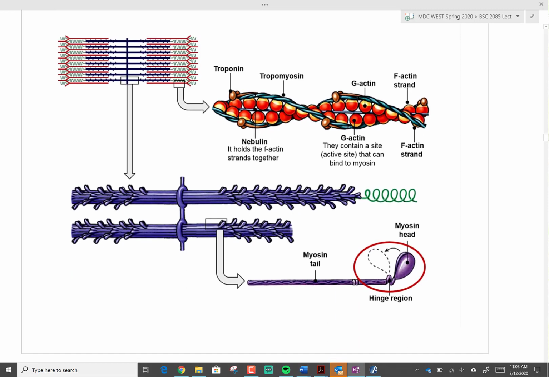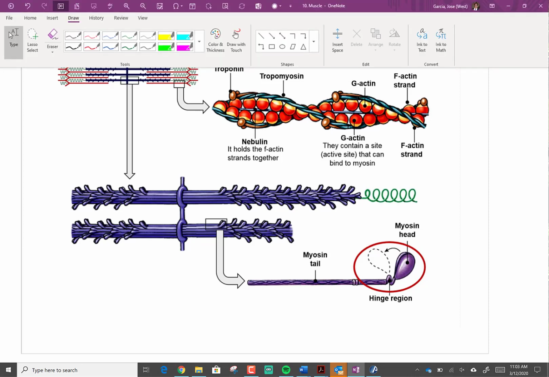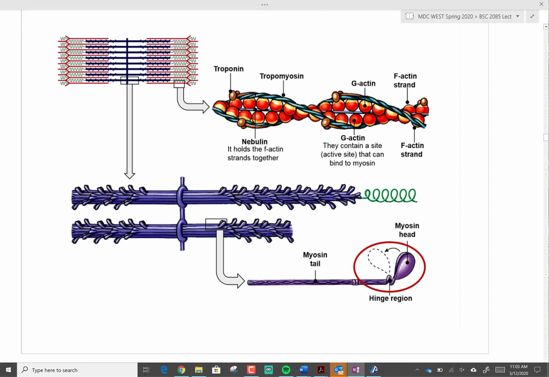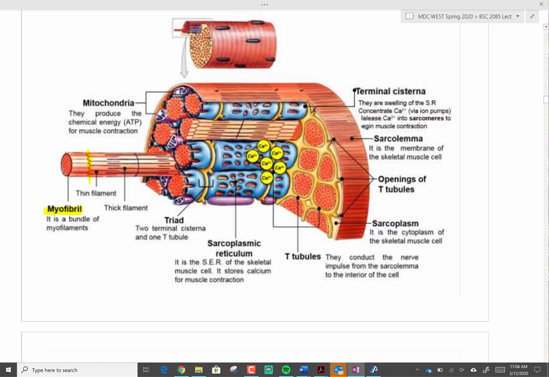Now, for that sliding filament theory to take place, what needs to happen? What do we need for a muscle to contract? Calcium. Calcium that was released from the sarcoplasmic reticulum, remember that? And it diffuses all the way into your terminal cisterna, into what? What was underneath? Not the sarcomere. The myofibril.